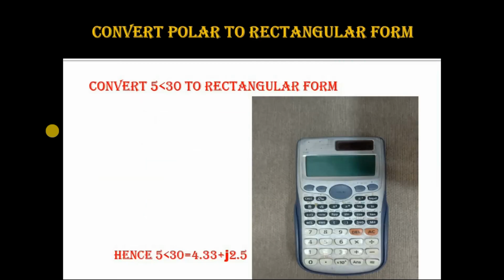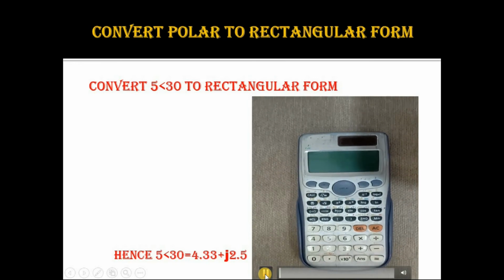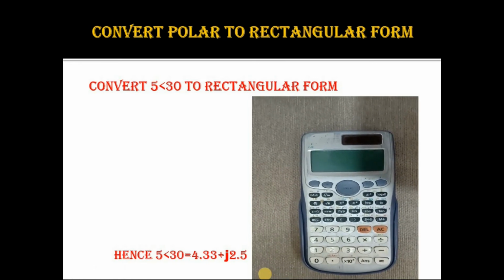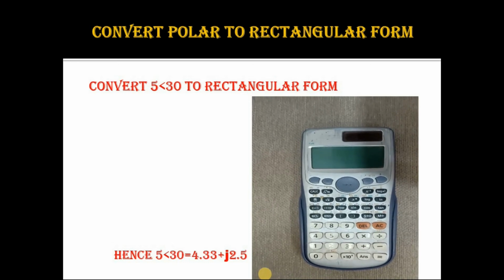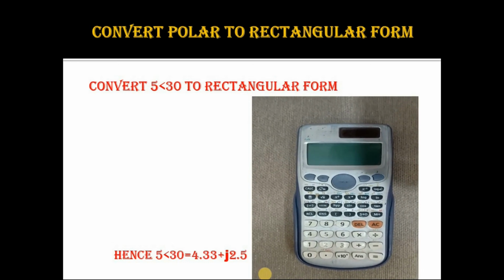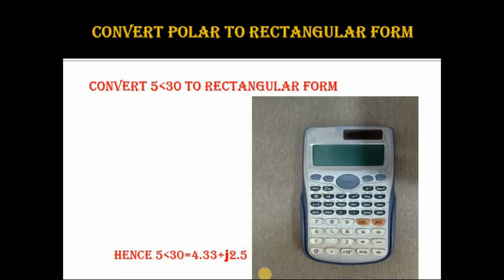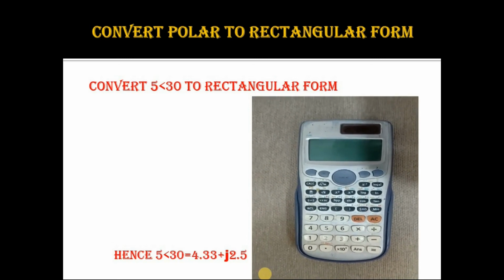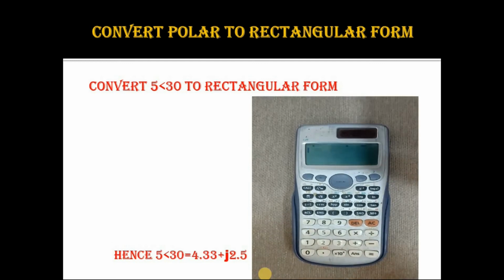Okay. Next, how to convert polar to rectangular form using calculator. First, take your calculator. Now we are going to convert 5 angle 30 to rectangular form. To do this conversion, I am going to use the calculator FX991 ES Plus. So first, switch on the calculator.